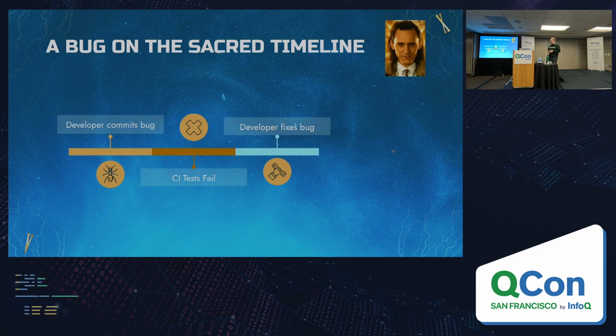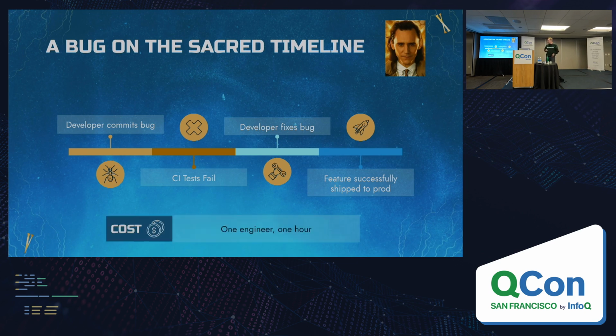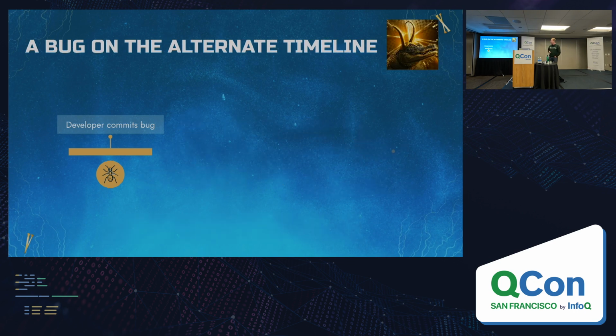So what happens next? The developer fixes the bug, and then the CI passes, and they're able to successfully ship that feature to prod. This is a pretty short, pretty simple to reason about timeline. And the cost of that bug was basically one engineer, like 1 hour of their time, something on that order. Fixing the bug probably actually took less than an hour, but dealing with monitoring the CI, monitoring the deployment, maybe it takes an hour of their time, but still not a catastrophic expense for our business.